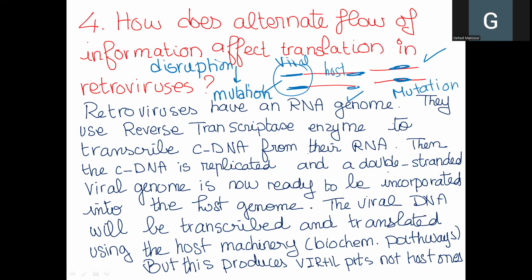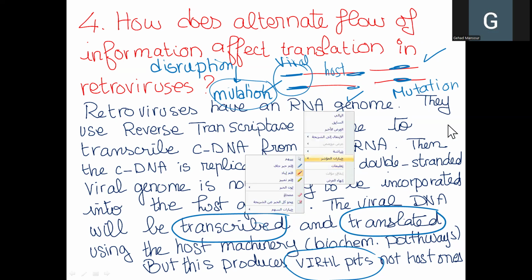And this means what? This mutation will be shown when this DNA that has been intruded, this viral DNA, is transcribed and then translated by the host cell, by the host metabolism, by the host machinery or biochemical pathways. But in such a case, the host cells will be producing viral proteins and not host proteins. And this is the reason why, for example, some people who get hepatitis C virus might end up having liver cancer. This is because of this insertion.